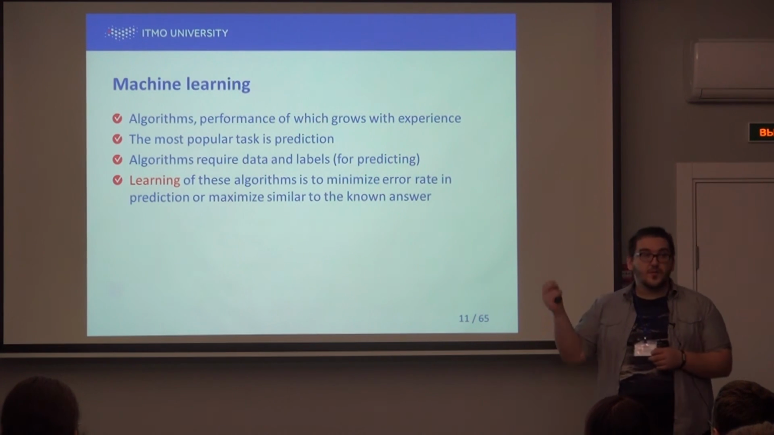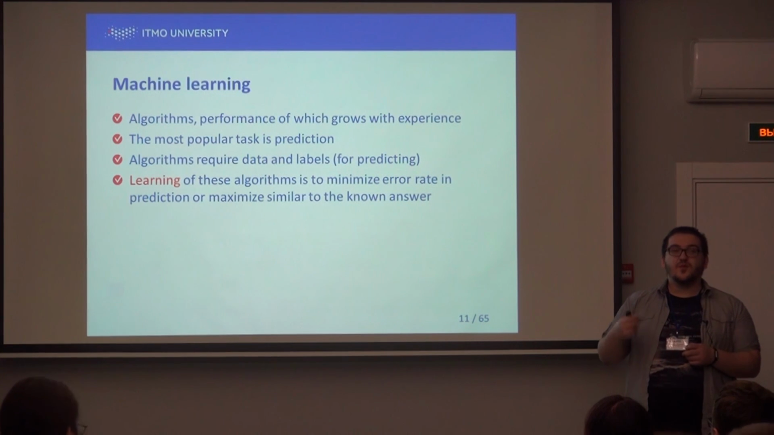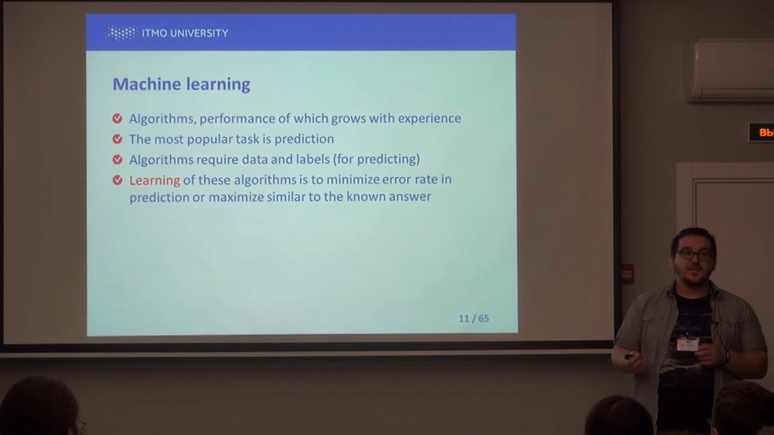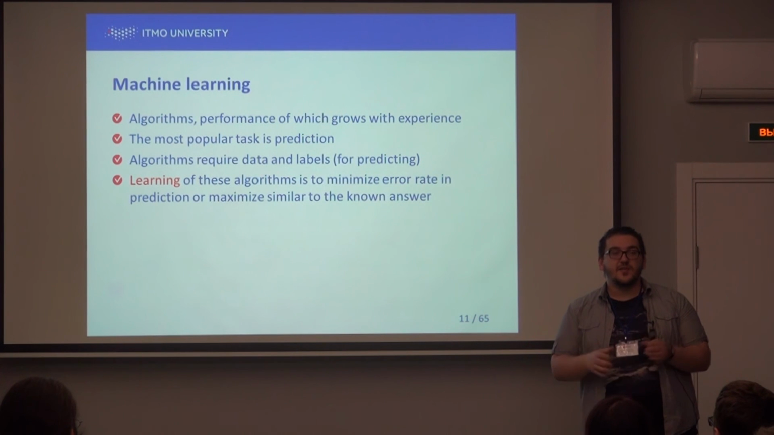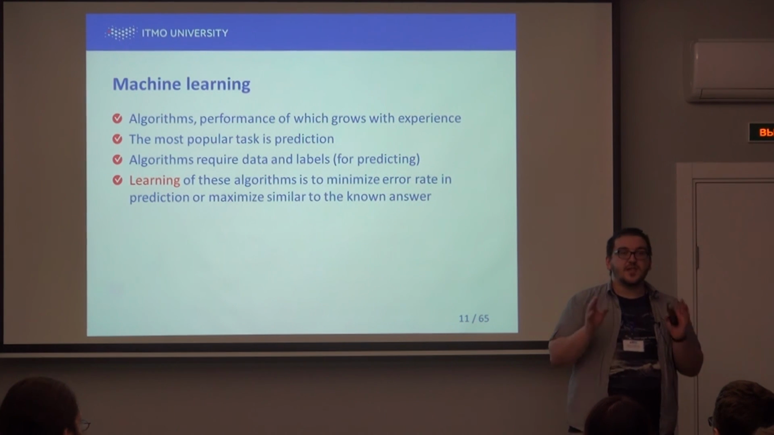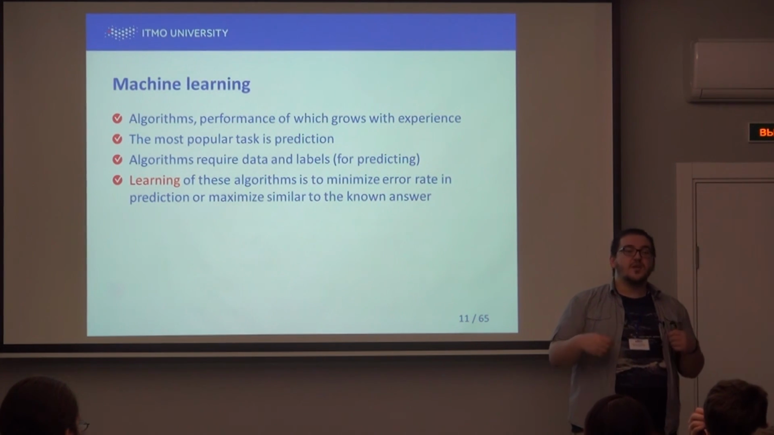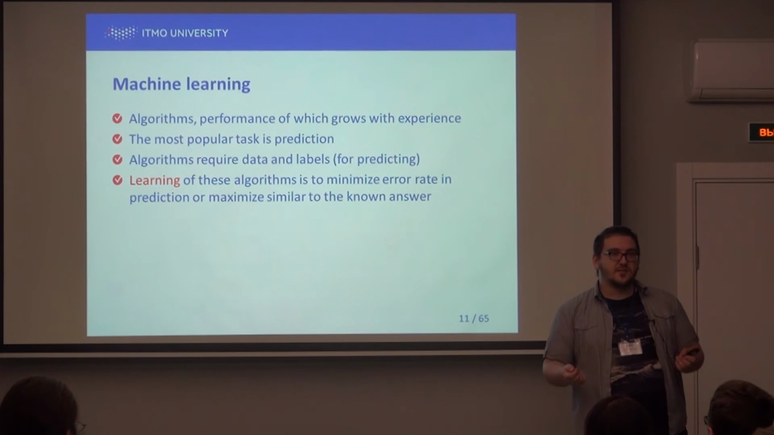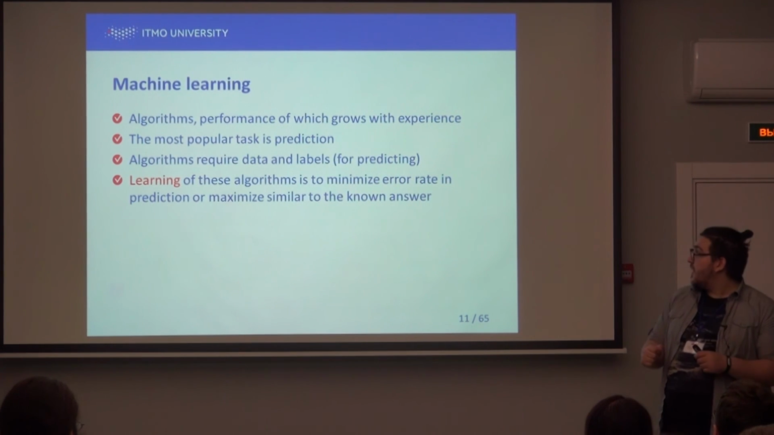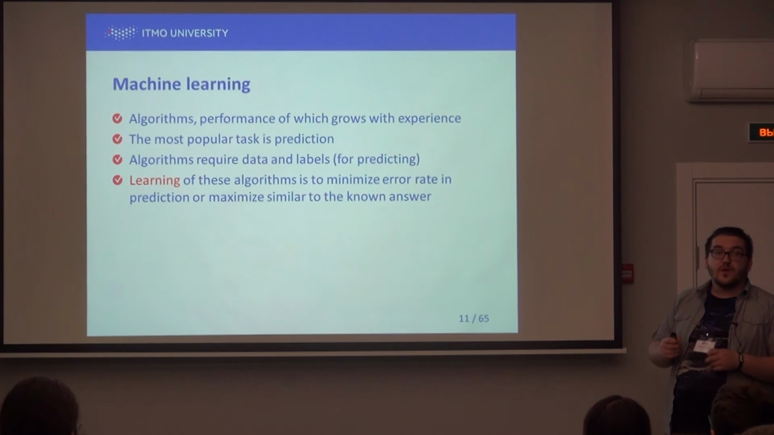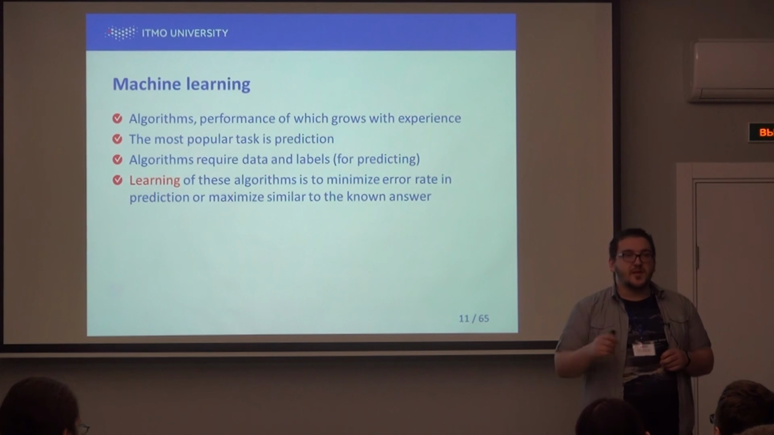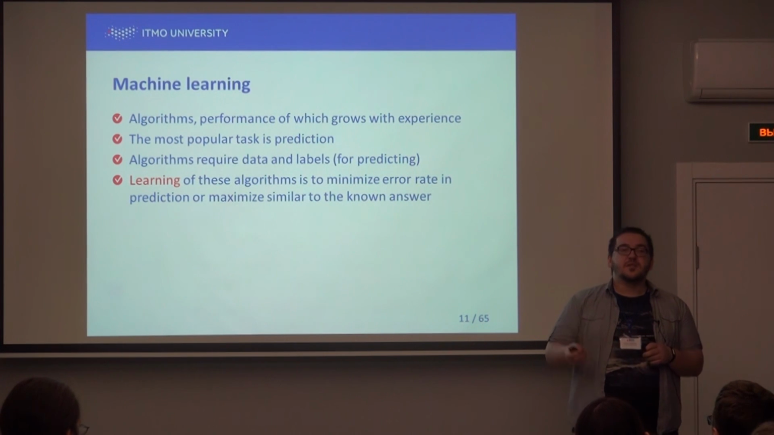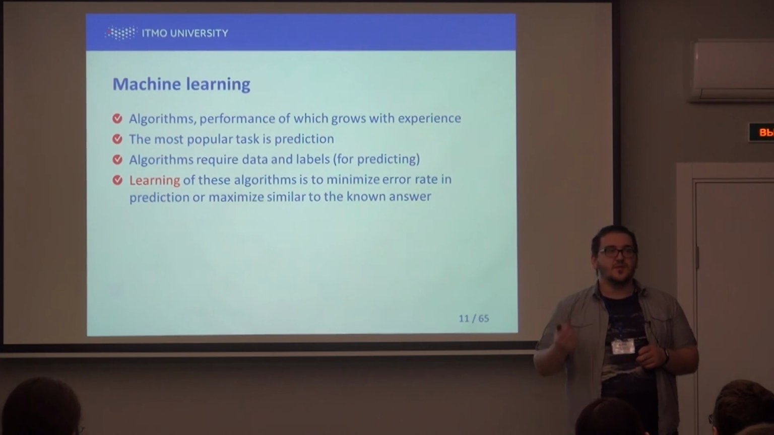To train these algorithms, we want to have data, and we want to have labels for the data we have. Just like if we want to predict if it's a cat or a dog in the image, we need lots of images with cats and dogs. Quite simple. Usually when we train this algorithm, we state the problem as an optimization problem, and we want to minimize error, or we want to maximize the similarity of the outcome to known labels.